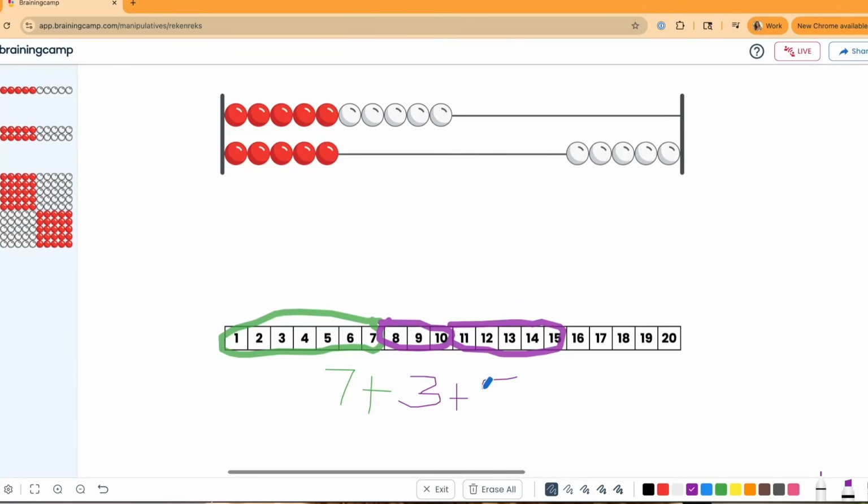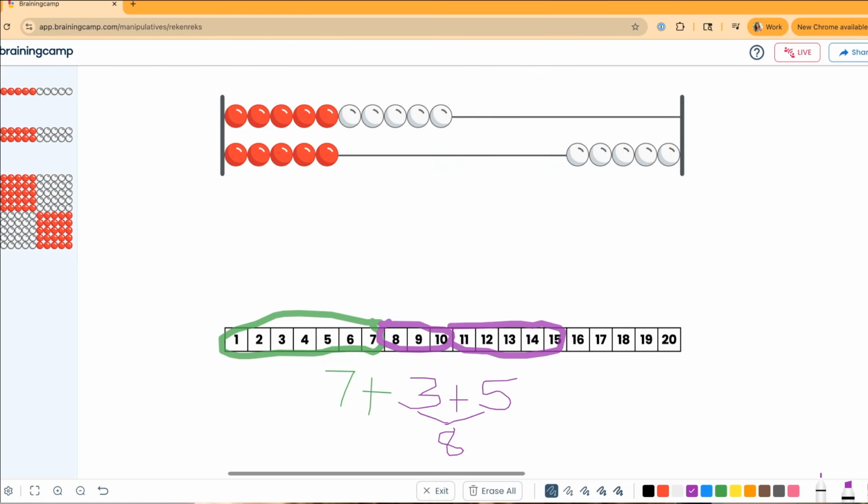And if you want to get really tricky here, not tricky, but really cool, you can show how the 3 and 5 make the original 8. Do you see how all 3 of these are connected? The students didn't just push beads around. They connected that physical action to a visual model and to the written symbols.